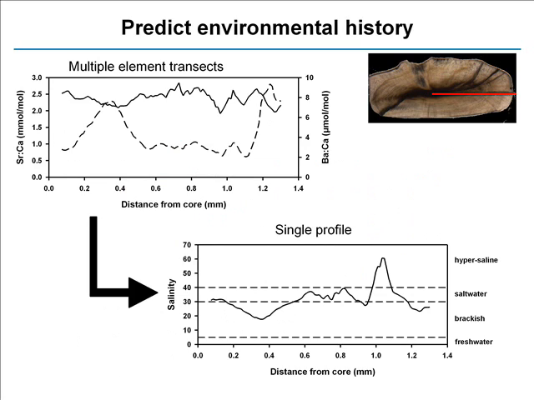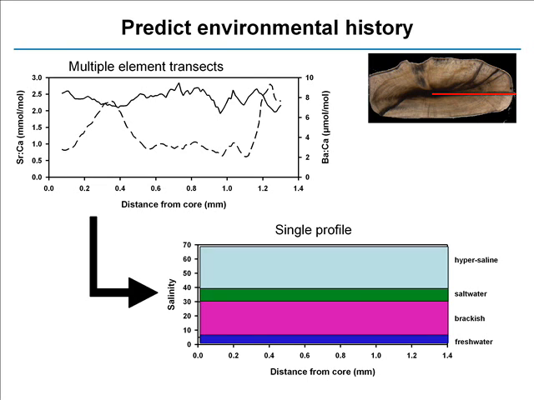However, we don't just want to be able to look at these transects and look at individual elements. What would be nice is if we could take a variety of elements and come up with a single profile for the whole fish, based on the predicted salinity. So, for example, we could then say the fish has spent this much time in fresh water, this much time in brackish or salt water, versus hypersaline waters.